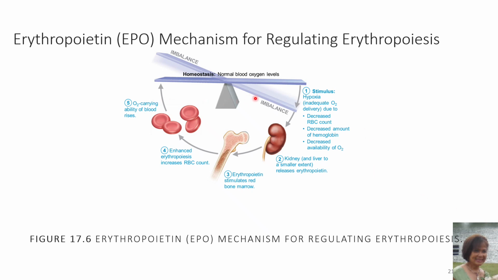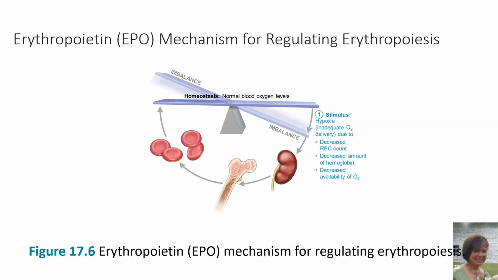So you have a stimulus. Well, actually, if your seesaw right here is balanced, you have normal blood oxygen level. If you have an imbalance and it tilts down, that means your stimulus here becomes hypoxia. There's inadequate oxygen delivery due to decreased oxygen count, decreased amount of hemoglobin, and decreased availability of oxygen.